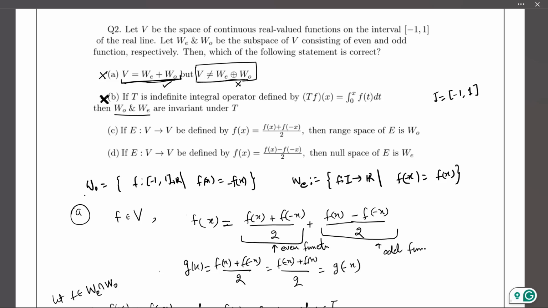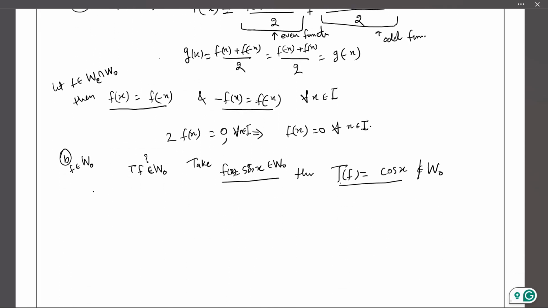Okay, not invariant. When will it be invariant, sir? W_e is invariant. You know, W_e is invariant. Let me calculate why W_e is invariant, then you might understand a little better. Maybe take any f inside W_e. You take cos x, sir. Sorry, there is some mistake here, right? Is there a mistake? f is equal to cos x.